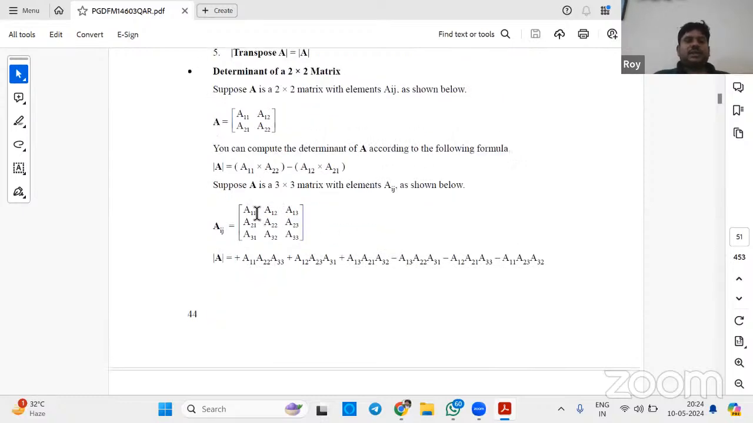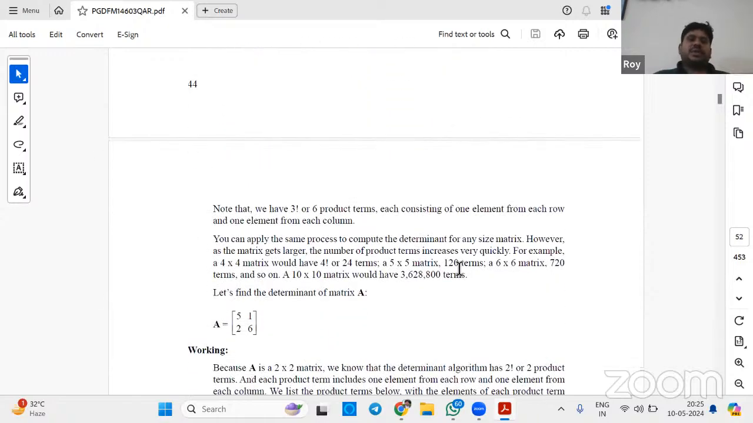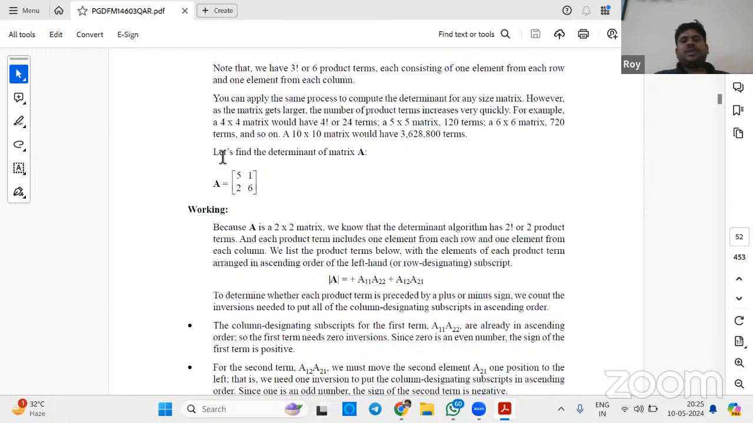If it is a 3 by 3 matrix, how to calculate? This is a little more involved. A11 A22 A33, A12 A23 A31, A13 A21 A32, and like this, you should follow this formula. Once you apply this formula, you will see that we have 3 factorial, 6 product terms, each taking one element from each row and one element from each column. Now, can someone tell me what is the determinant of A for this square matrix?